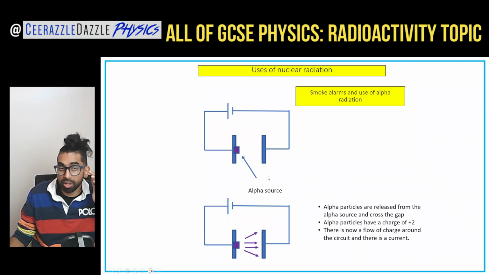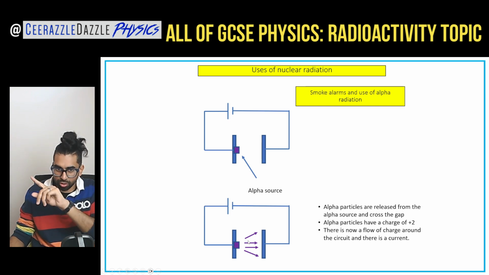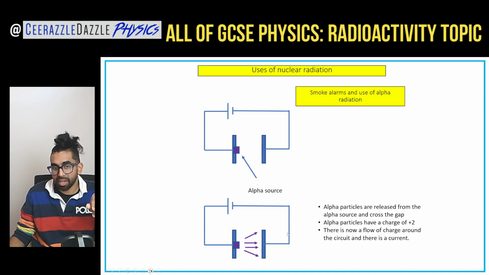Right, now from here we're going to look at the uses of nuclear radiation. Over here, this is the physics behind a smoke alarm, and it actually uses nuclear radiation. Here we've got a cell, and a terminal over here, and they place an alpha source on one side. The alpha source will emit alpha particles, and they will travel across the gap over here. Now look, you've got a flow of charge because the alpha particles are charged, they can cross the gap, so there will be a current as it goes around the circuit.